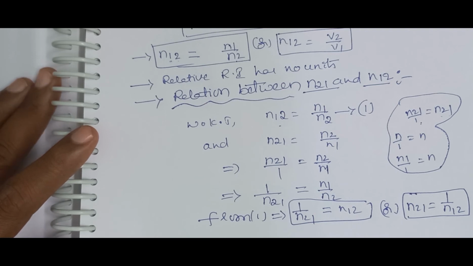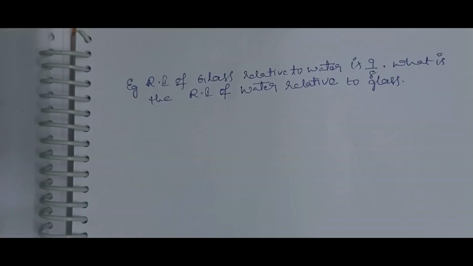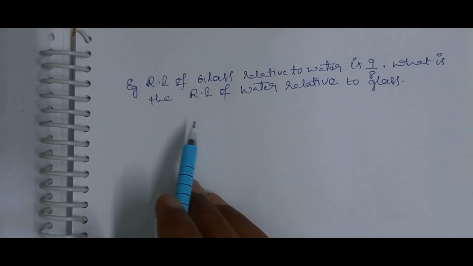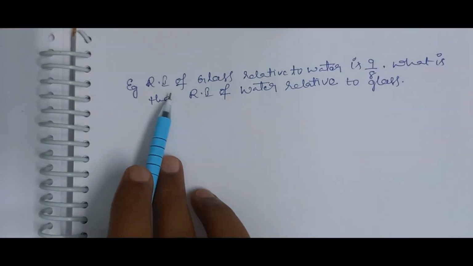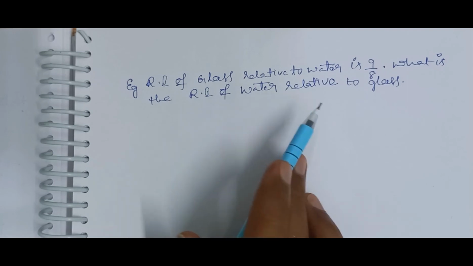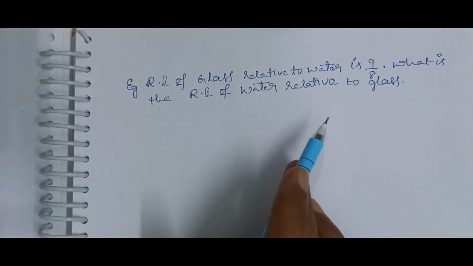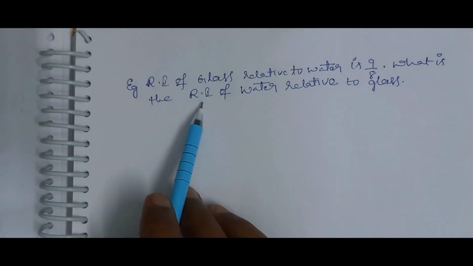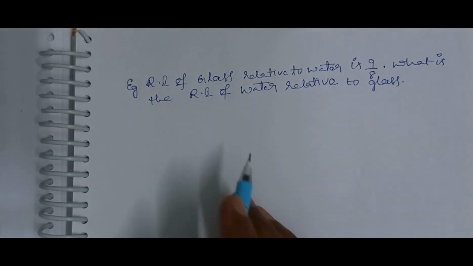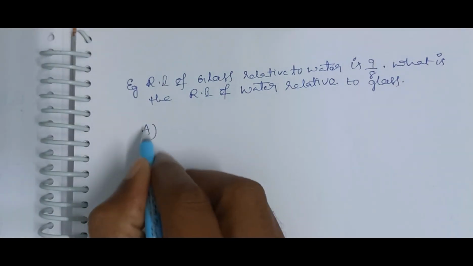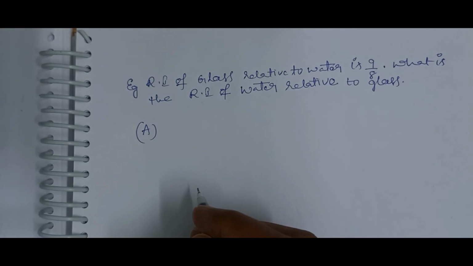Now we have an example on this, an important numerical problem. An example problem on the relative refractive index. The refractive index of glass relative to water is 9 by 8. Then what is the refractive index of water relative to glass? Important for a 2 marks question or 1 mark question.